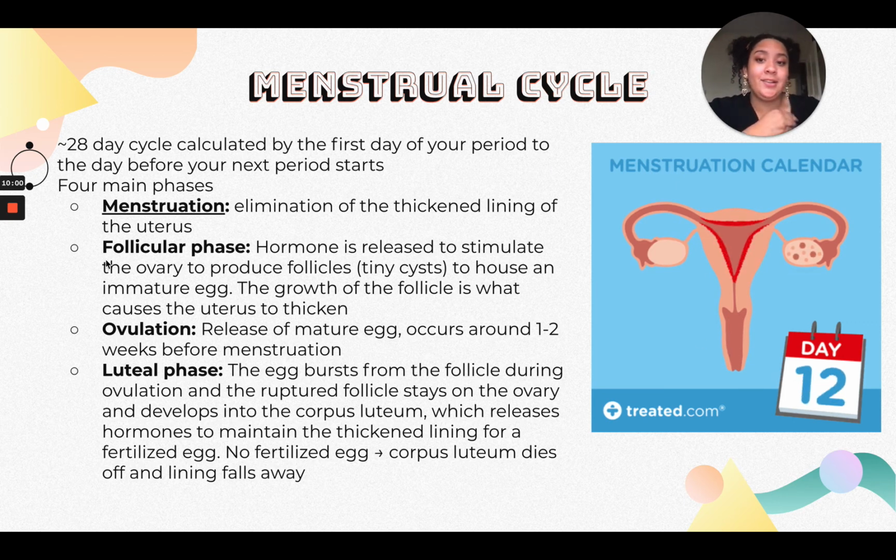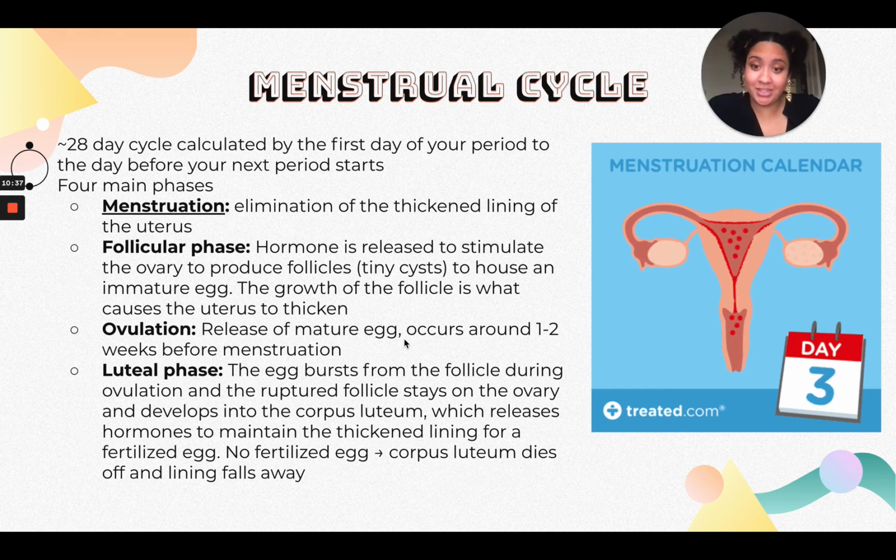Next is the follicular phase. A certain hormone is released to stimulate the ovary to produce follicles, which are just tiny cysts, to house an immature egg. And then that follicle lets that egg mature, and the growth of the follicle is what causes the uterus to thicken. So the follicle is releasing a certain hormone to make the uterine lining thick, okay? Because it's like, oh, this egg is starting to want to mature. Let me get ready for a baby.